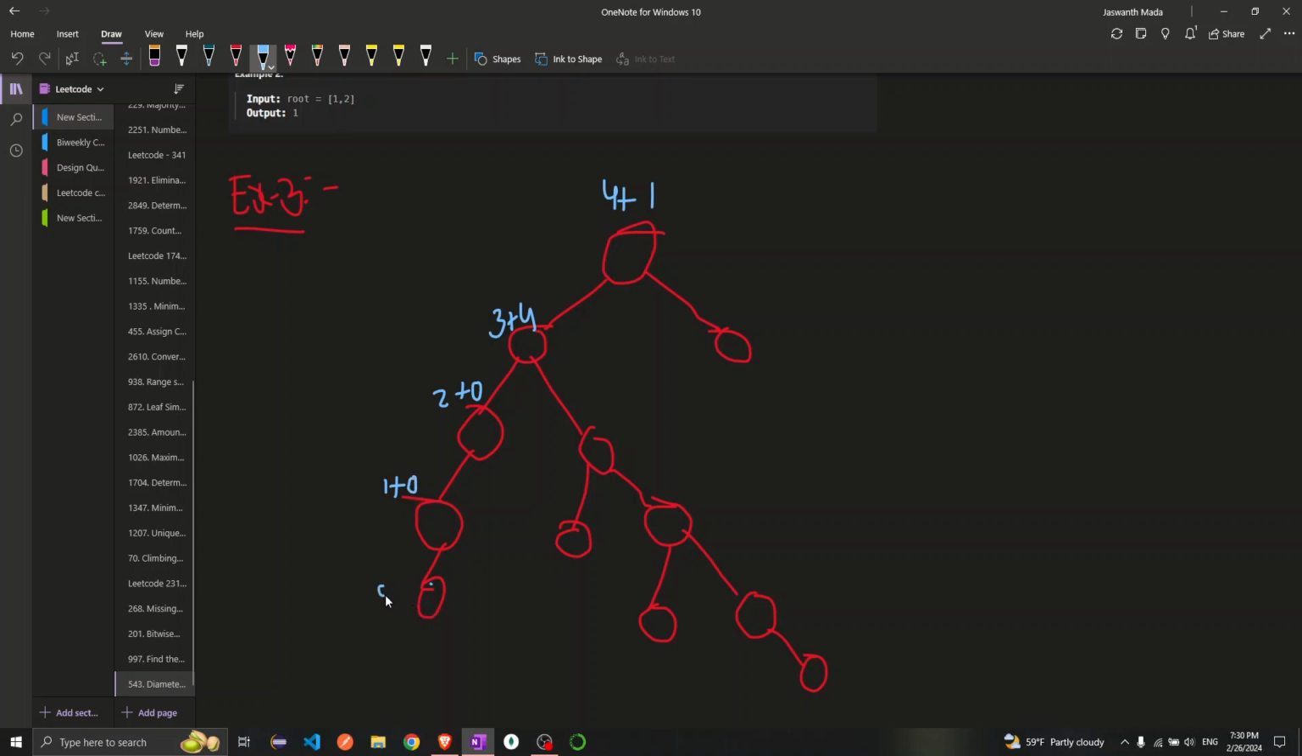For this node, the left height is 0 plus 0. For this node, the left height is 1 plus 1, 2, 3, 3. For this node, the left height is 1 plus 2. For this node, 0 plus 0, 0 plus 0. This is 0 plus 1 and 0 plus 0. This is 0 plus 0. If you look at all the nodes, the maximum value is 3 plus 4, 7.